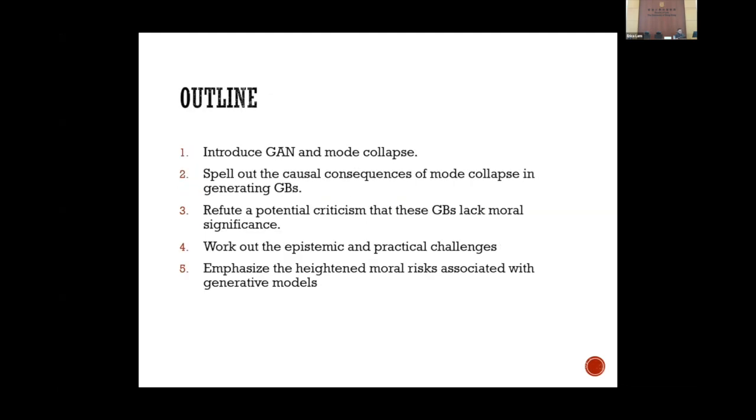So what I will do in this talk first is introduce the GAN model and clarify some key concepts such as mode collapse. Then in the main argument, I will spell out the full causal consequences of mode collapse in creating these uninterpretable, unexpected biases. Then I'll refute potential criticism that these biases may not have moral significance. Finally, I work out the epistemic and practical challenges these biases pose and emphasize the heightened moral risk associated with generative models in general.